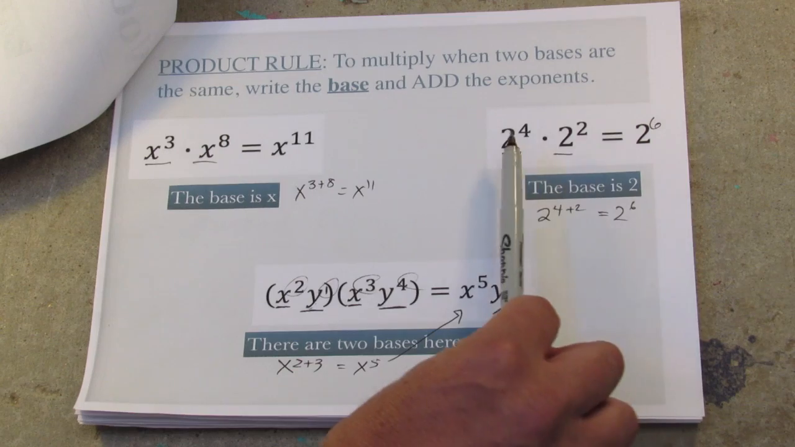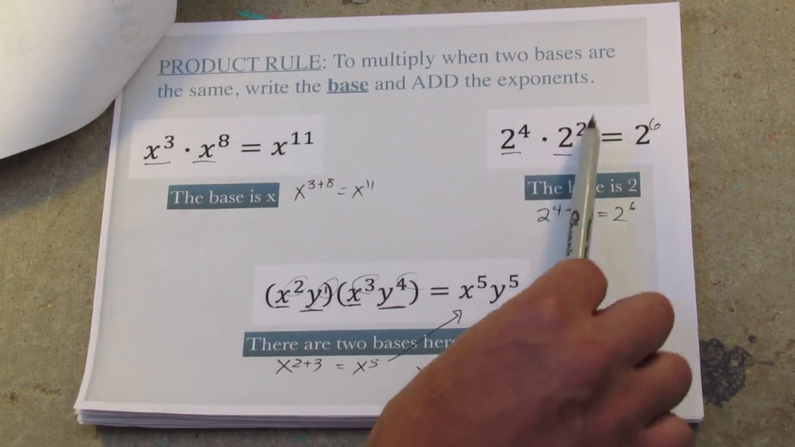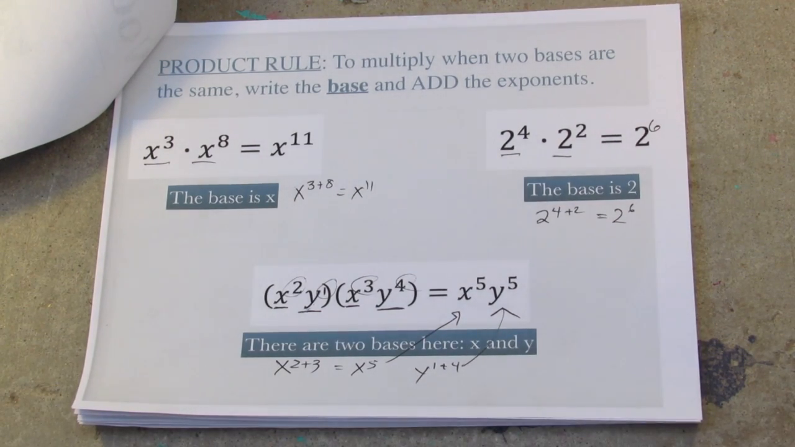Our base is the 2. It's the 2 to the 4th power times 2 to the 2nd power, which is as simple as 2 to the 4th plus 2, which is 2 to the 6th. You just add 2 plus 4.